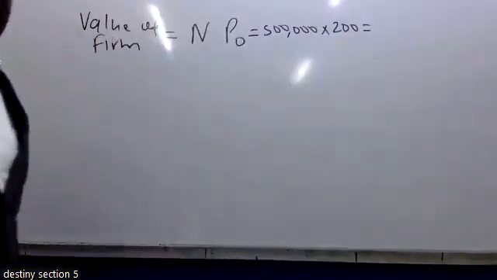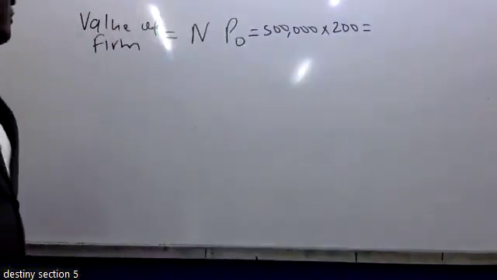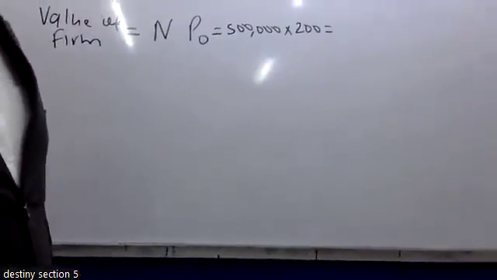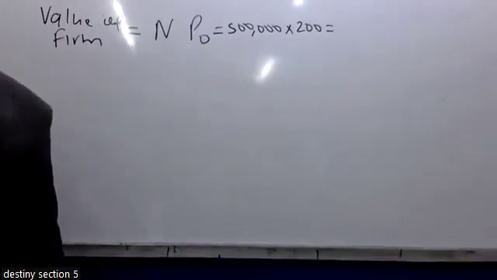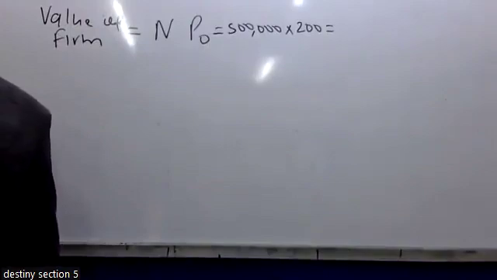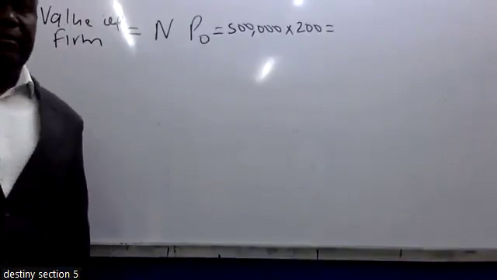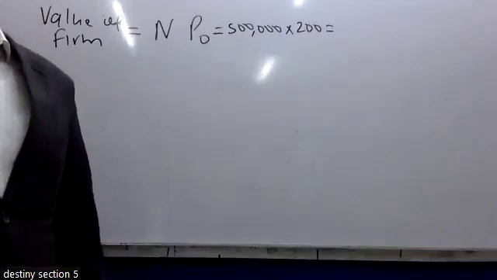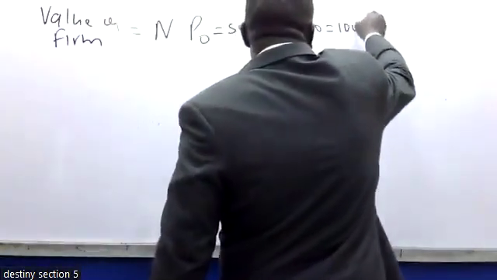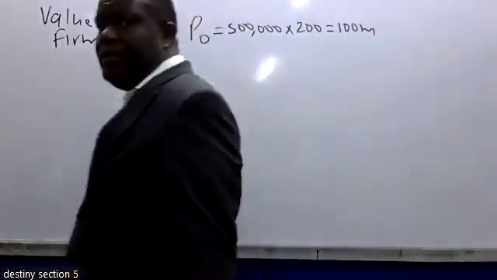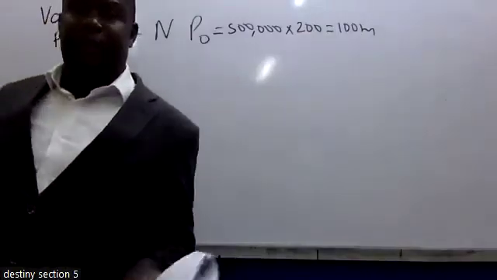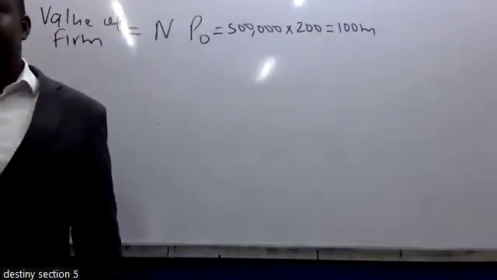So when you do that, it will give you the value of the firm. How much will it give us? This one will be 100 million. So that value will remain the same, whether you pay dividend or you don't pay dividends.